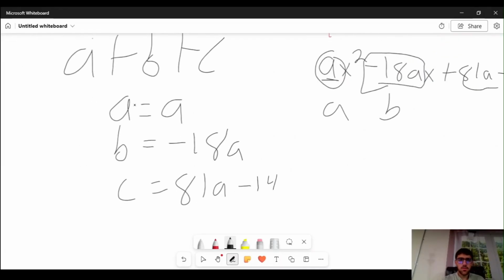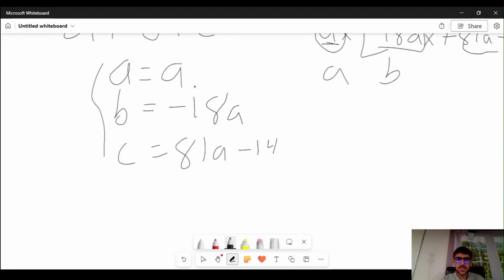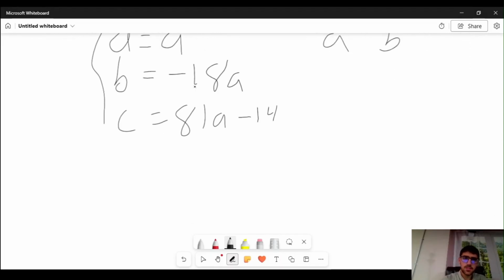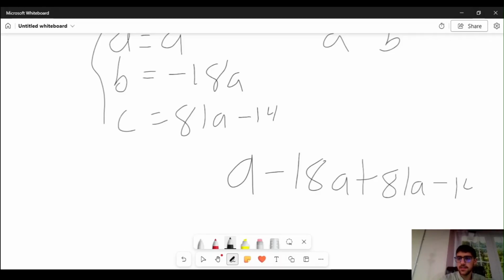So from there, based on what we have right here, what is a plus b plus c? So let's just add them. So I have a minus 18a plus 81a minus 14. So this is equal to a plus b plus c, which is what I'm trying to solve for.